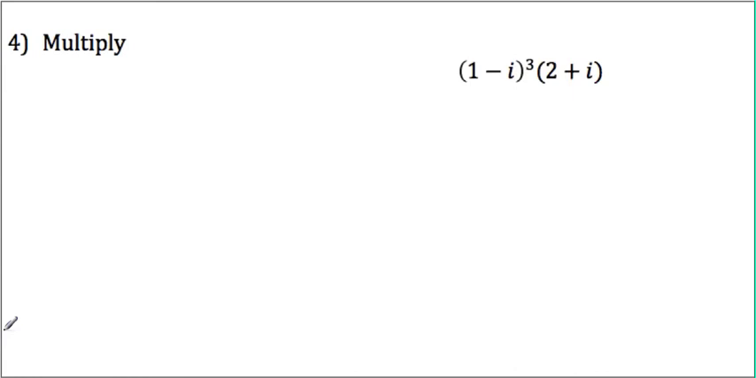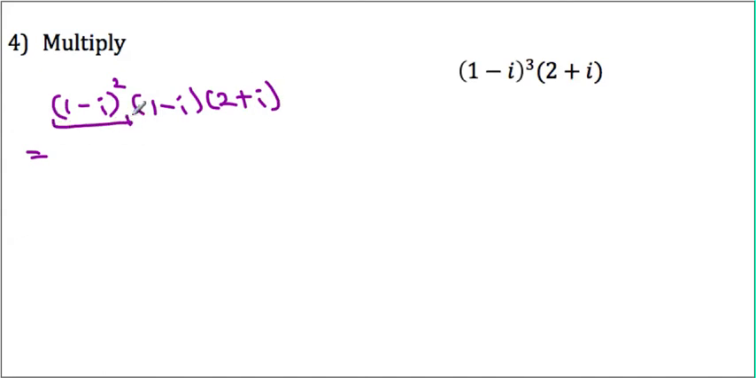Now, number 4, we need to multiply this one. Why don't we try to multiply the first one first? So here it goes. We get 1 minus i squared, and then 1 minus i, and then 2 plus i. So we can multiply this one first. Then we end up getting first one squared minus 2 times the first one times i, the last one, plus the last one squared. That's basically what we end up getting with the first square.